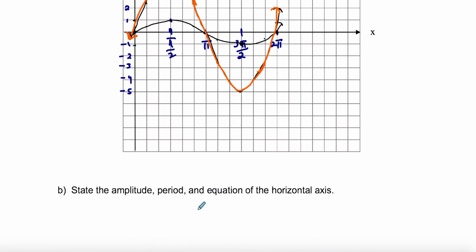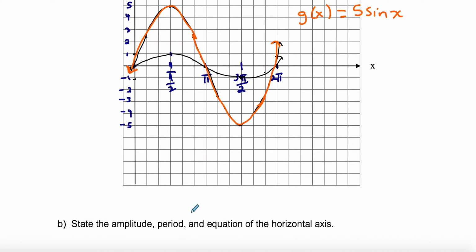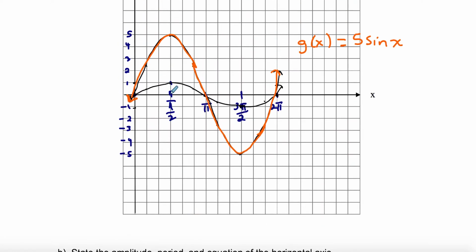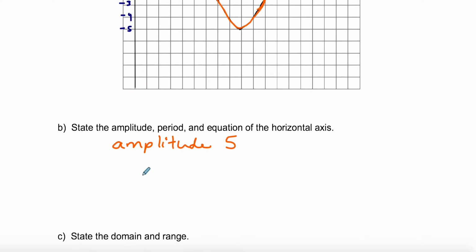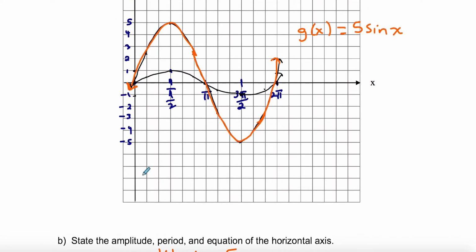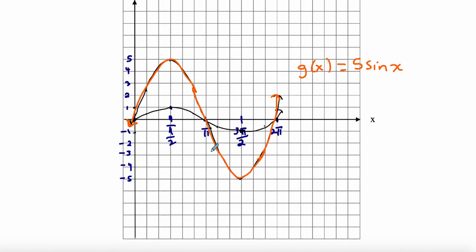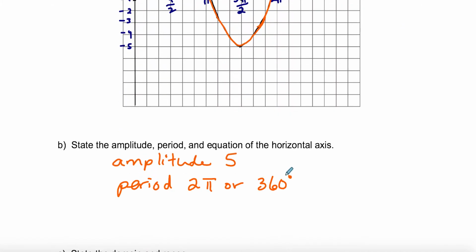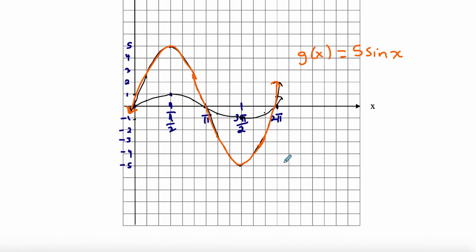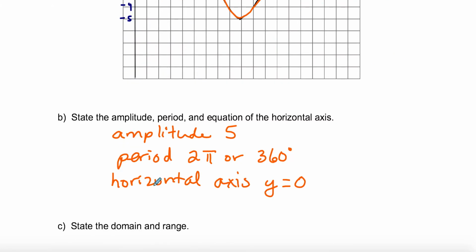State the amplitude, period, and equation of the horizontal axis. The amplitude now, instead of just being 1 up to the maximum point from the horizontal axis, is actually going to be 5. The period doesn't change. We are still completing one cycle in 360 degrees or 2 pi. The equation of the horizontal axis is still the same. The horizontal axis still runs through y equals 0.